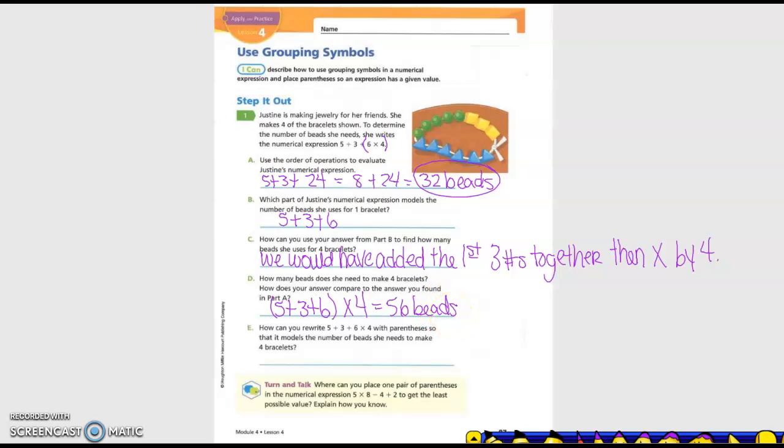So they want to know the difference, right? Okay, so 56 minus 32 equals what? 24. Okay, so 24 beads is what the difference is, right?